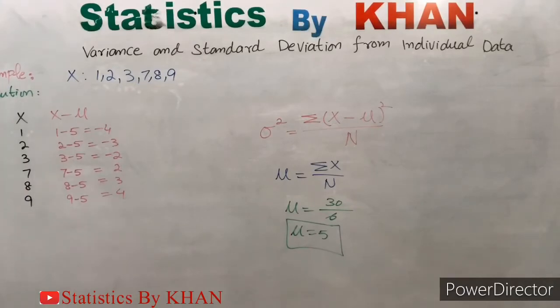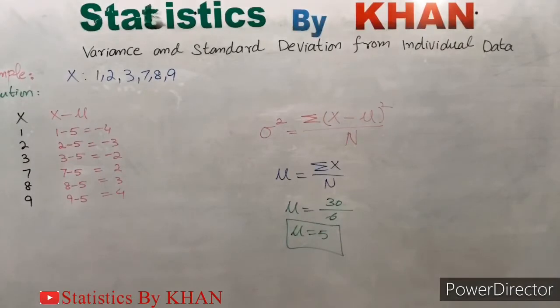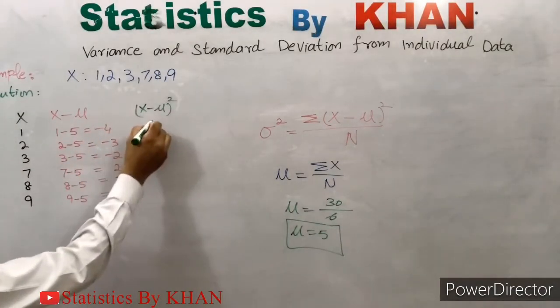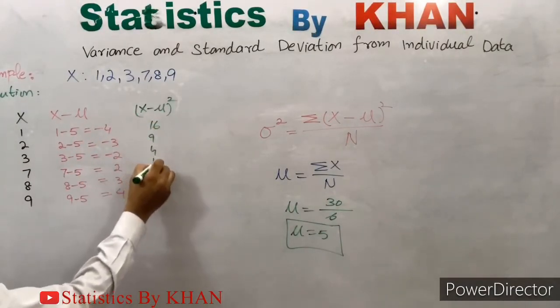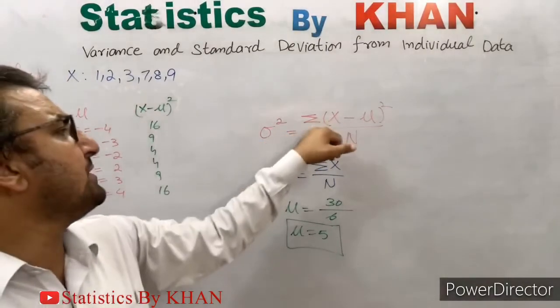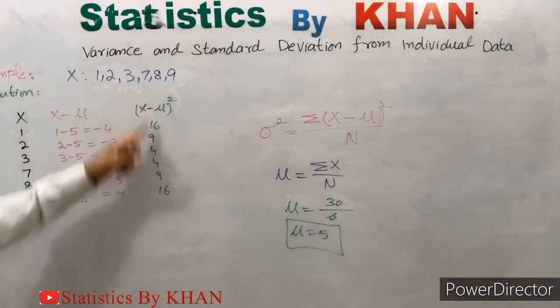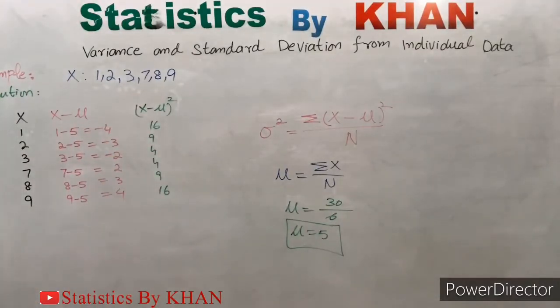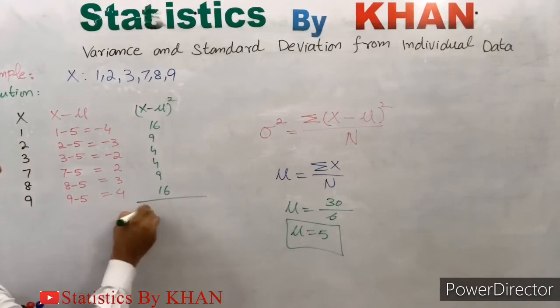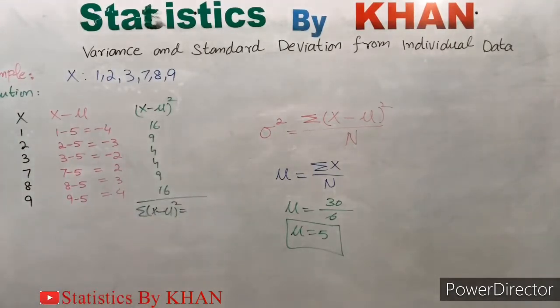Now again, if we focus upon the formula, next we need to square these deviations. So the next column will become x minus mu squared. This will become 16, 9, 4, 4, 9, 16. Now these are the squared deviations. Again, in the numerator we need the total of the squared deviations. So we will total this column. Symbolically it is summation x minus mu squared, and if we add them, it will give us 58.